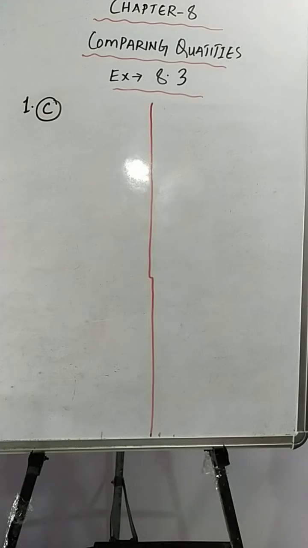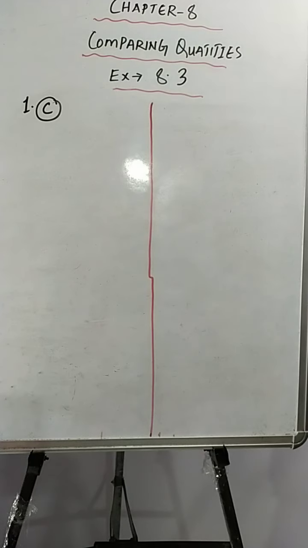Now in this session I will explain sums C, D and E of question number 1 of exercise 8.3, chapter Comparing Quantities. It is very easy. All the sums are based on the half yearly formulas.